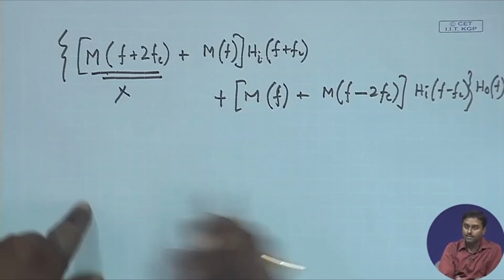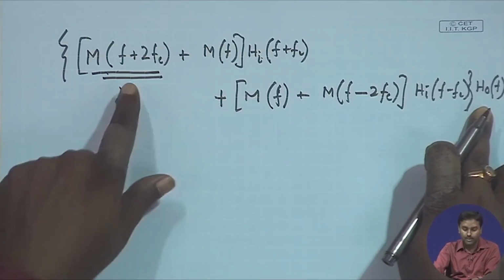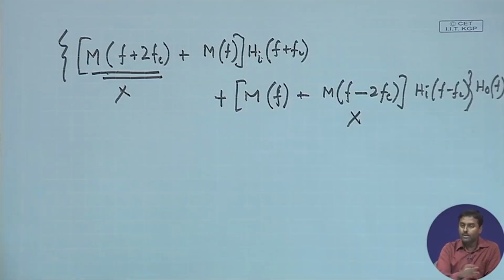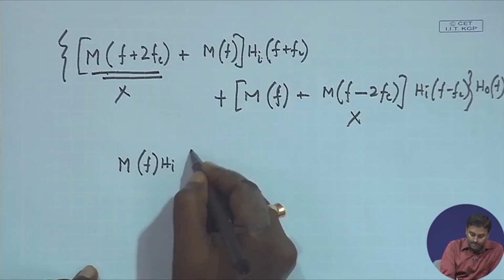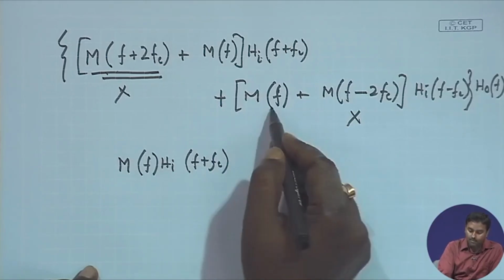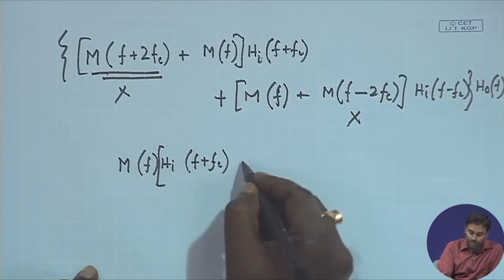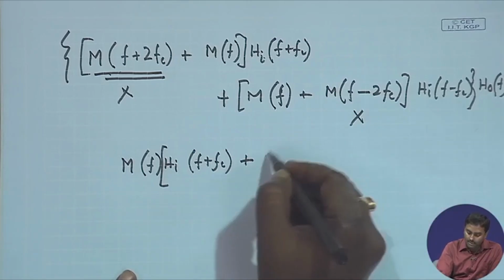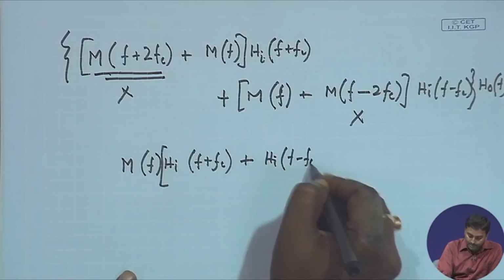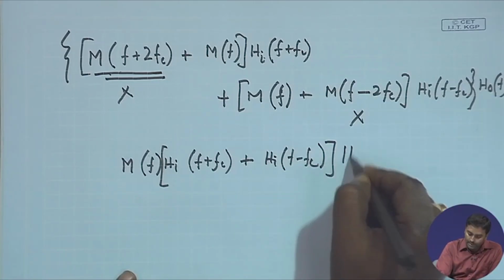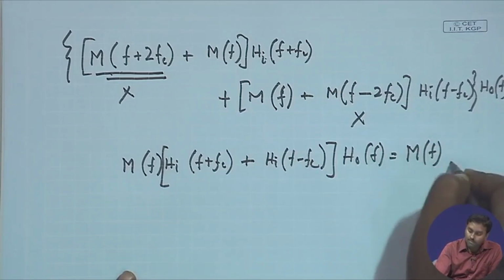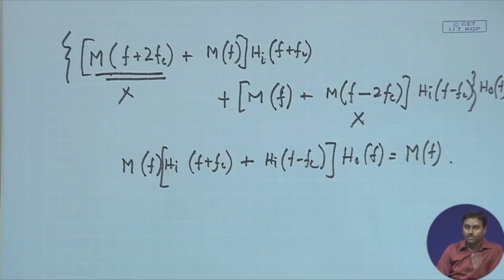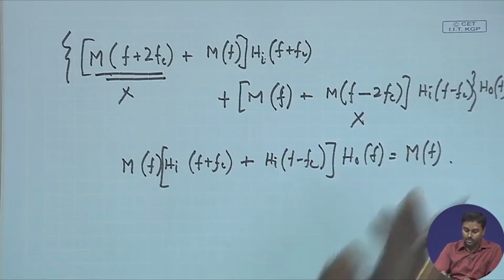So, this must be cancelled because this is followed by a low pass filter. So, the low pass filter must cancel this. Same thing will be happening over here, this must be cancelled. So, what will be left is MF HI f plus Fc plus again MF. So, I can take common MF, plus HI f minus Fc, right, into HOF must be equal to MF, because after passing through the low pass filter, I must get back my signal. So, that is the condition.